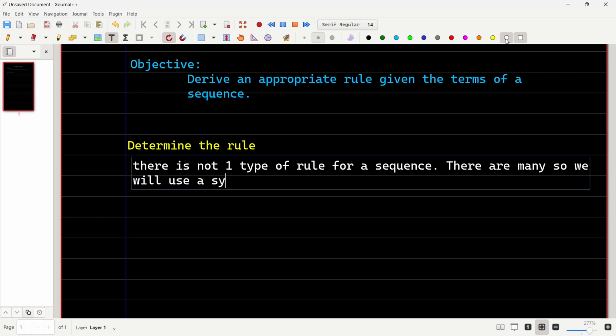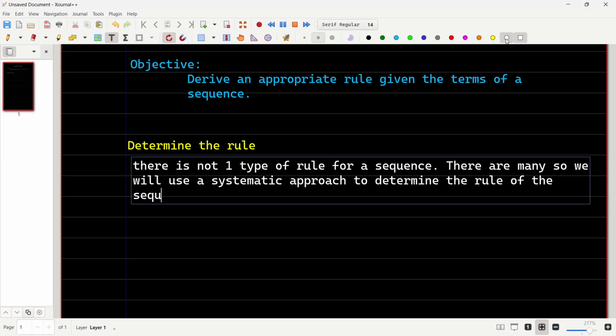use a systematic approach to determine the rule of the sequence from most common to least common. So we're going to go from the most common to the least common. That means we're going to look at the most common methods that you go about using.